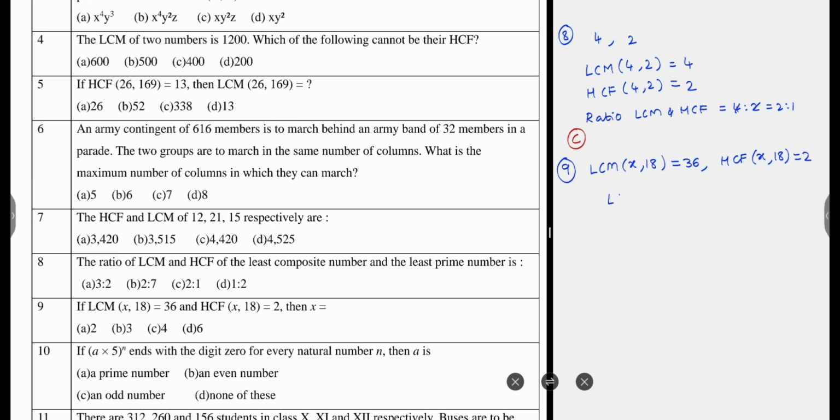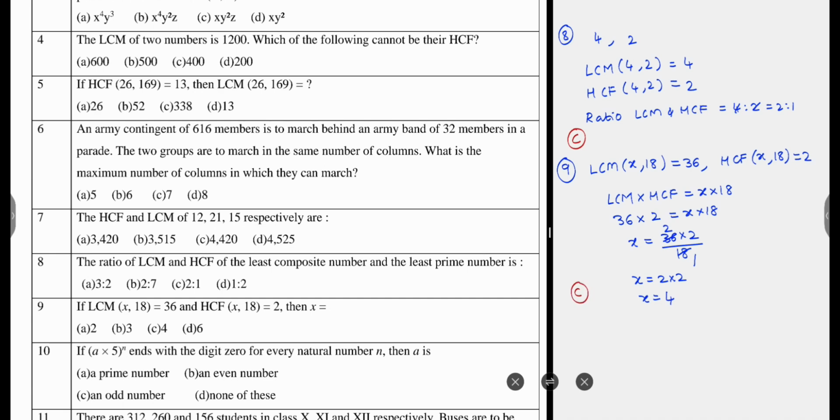So we know already LCM into HCF is equal to the product of two numbers, that is x into 18. Here we know LCM is 36 and HCF is 2, so 36 into 2 is equal to x into 18. We want x here. x is equal to 36 into 2 by 18. We know 18 twos are 36. So x is equal to 2 into 2. So x is equal to 4. Option C is correct.